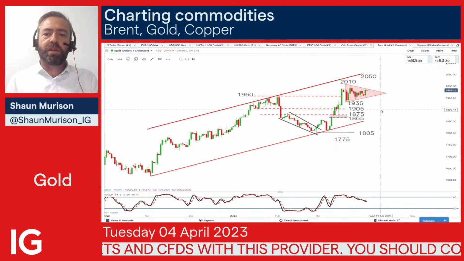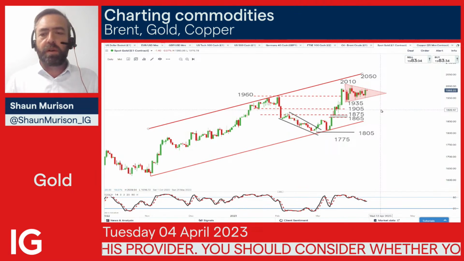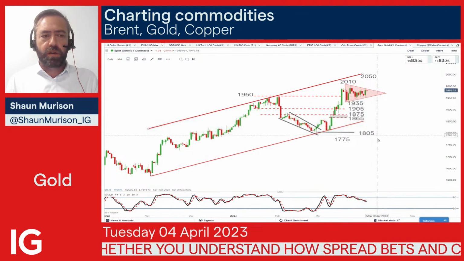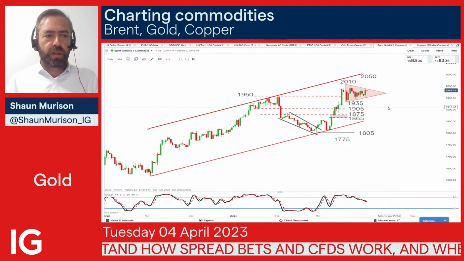But we're going to wait for the breakout. We're still going to keep a long bias to trades on spot gold at this point in time. And only if we start taking out major lows, it's quite a long way away, would we consider short trades on gold.